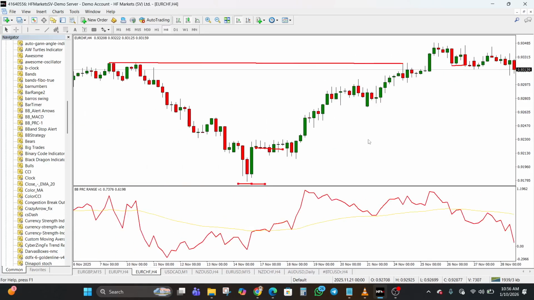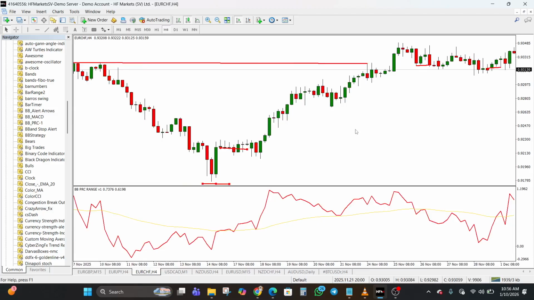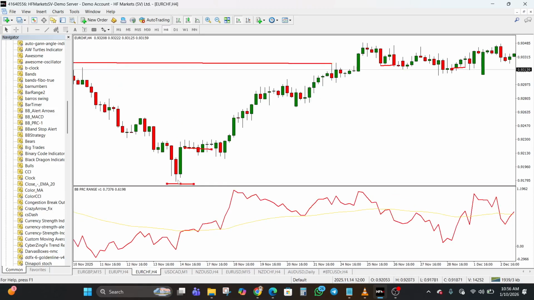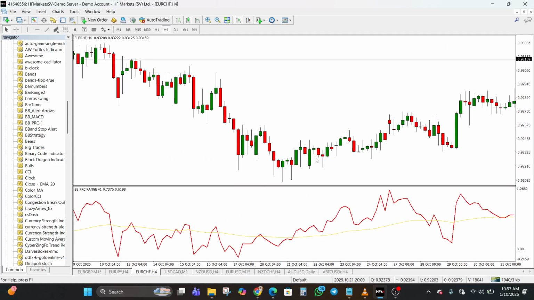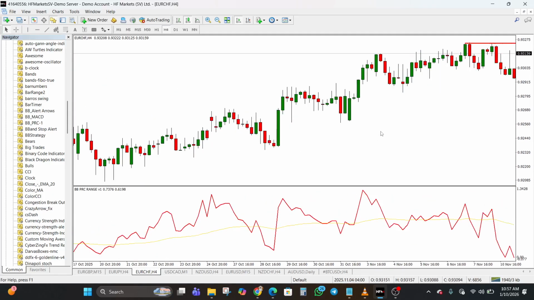That's why it's better to trade in the direction of the trend. So only look for buy opportunities in a buy trend and only look for sell opportunities in a sell trend, okay, to be on the safer side.